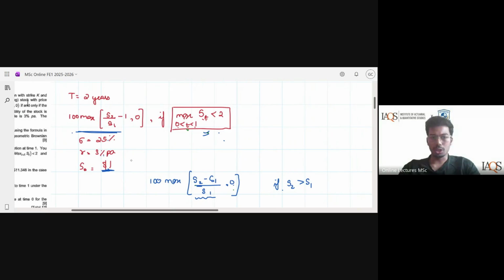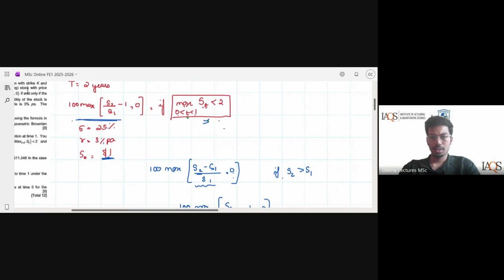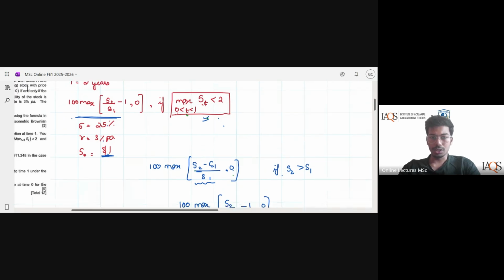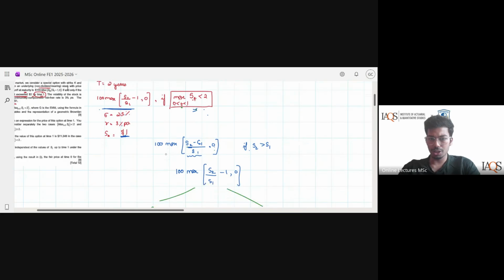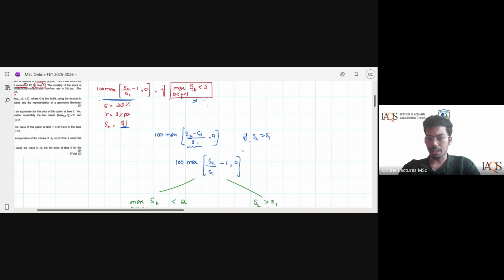Right. So first, we just wrote all the given things. Then we figured that there is a hidden second condition as well. We figured that hidden second condition.